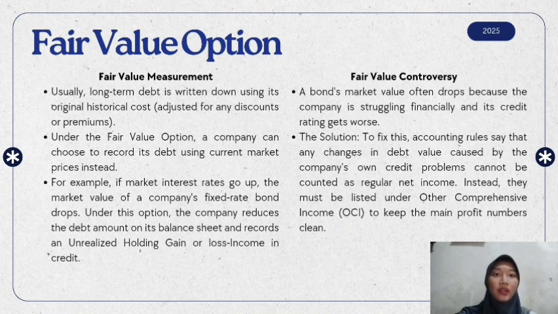So the second option is controversy. A bond's market value often drops because the company is struggling financially and its credit rating gets worse. To fix this, accounting rules say that any change in debt value caused by the company's own credit problems cannot be counted as regular net income. Instead, it must be listed under Other Comprehensive Income, or OCI, to keep the main profit numbers clean.